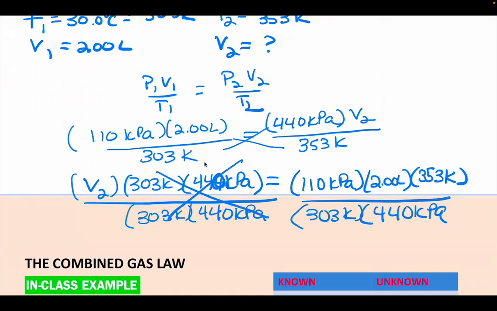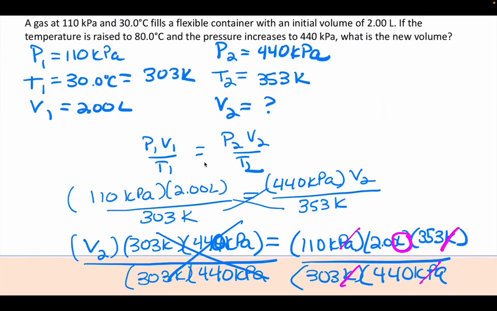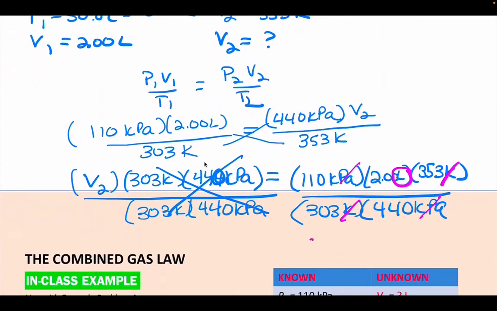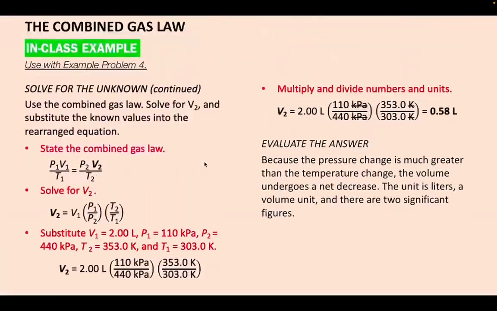So you can see that cancels. When you keep the units in there, you can see that the kilopascals cancel, the Kelvin cancel, and you're left with liters, which is nice to know that you most likely did it correctly. I'm going to put this in my calculator. My numbers originally have 2 sig figs as the lowest, so with 2 sig figs, my answer would be 0.58 liter. So that is it.